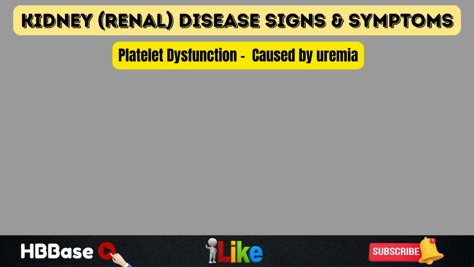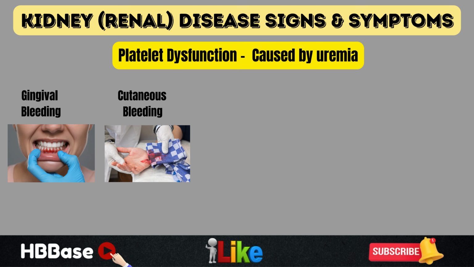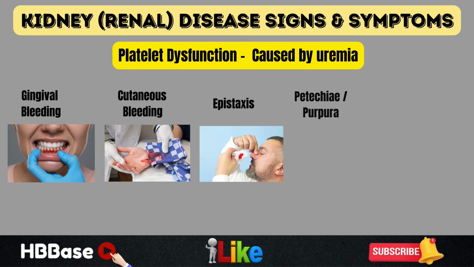So uremia can cause platelet dysfunction. Although platelets may look like they are at a normal level or in a normal range, they may be dysfunctional, and this can look like thrombocytopenia or a low platelet count. Patients with platelet dysfunction secondary to uremia can experience increased gingival bleeding, so increased bleeding of the gums of their mouth, increased cutaneous bleeding, so if they cut themselves on their hand, the bleeding may be difficult to stop. Epistaxis, so a nosebleed. Petechiae and purpura, so these little red and purple spots on the skin. This is superficial bleeding within the skin, and easy bruising.